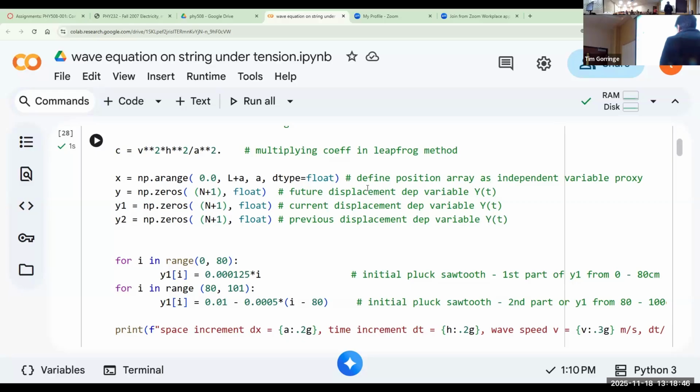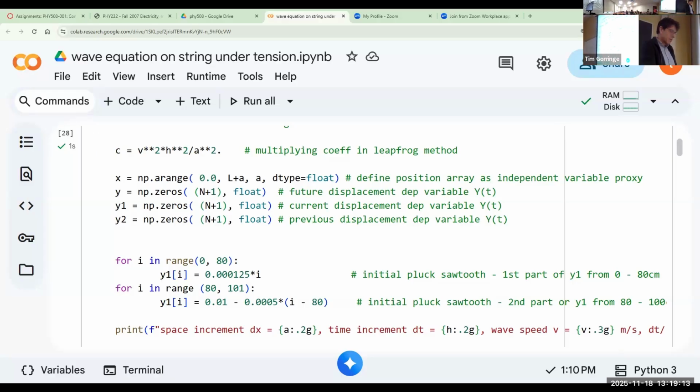We can do that. So I'll show you the plot of this, but basically this 80 centimeters is where I put my finger. And the amplitude, these equations create a sawtooth that has amplitude of 1 centimeter and is peaked at this location of 80 centimeters.